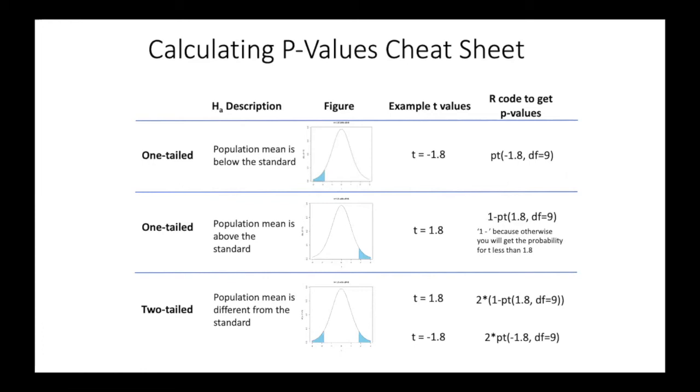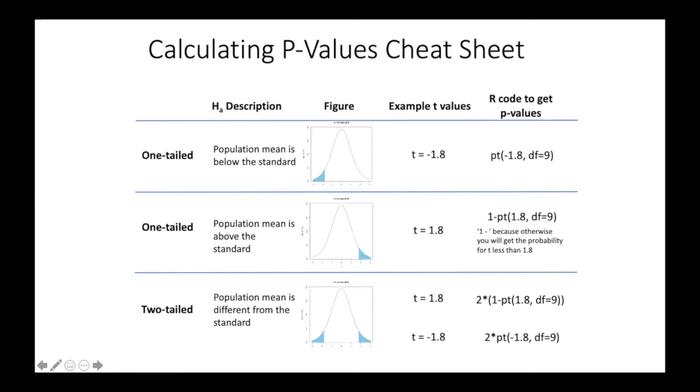In contrast, when we have a directional alternate hypothesis that leads to a one-tailed statistical test, where we're hypothesizing that the population mean is above some standard, or that the difference between the two population means is going to result in a positive value, then we only consider the upper end of the distribution, and we care about the area to the right of our test statistic. So let's say in this case, we calculated a t-test statistic of positive 1.8. In this case, we're interested in the area to the right of this value.